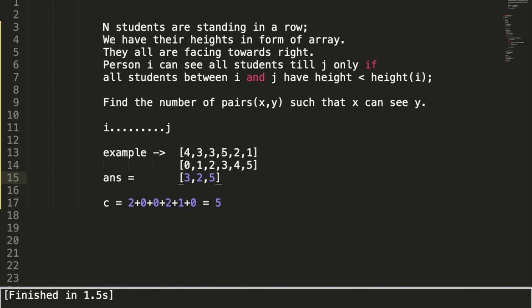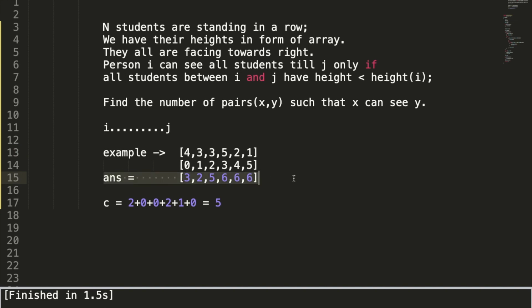Now for 5, we don't have any element, so we are going to put 6. Why are we putting 6? Because the indexing is done from 0 to n minus 1. If we don't have any greater element till n minus 1, we are going to put n. So we give it 6. Similarly for 2 we put 6, and for 1 also we put 6.